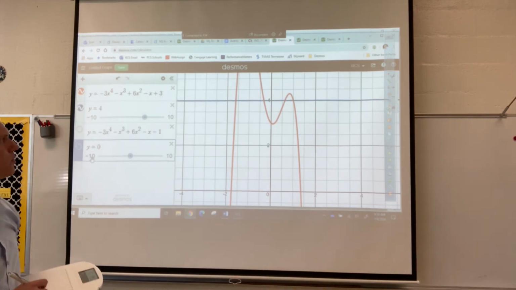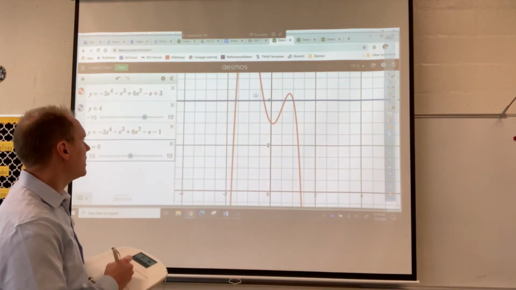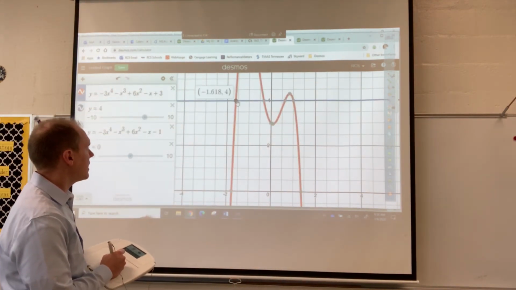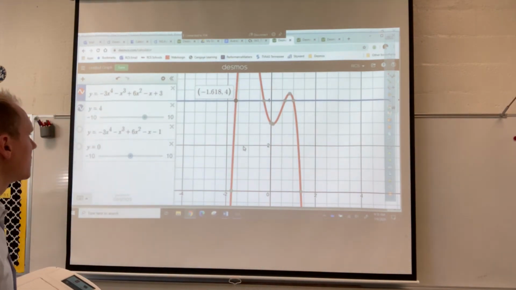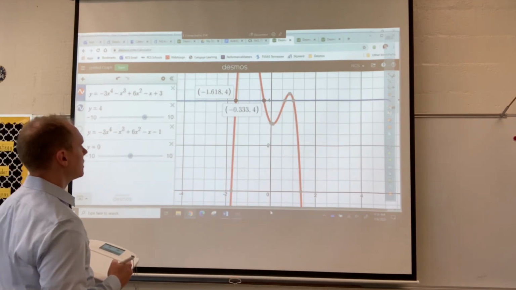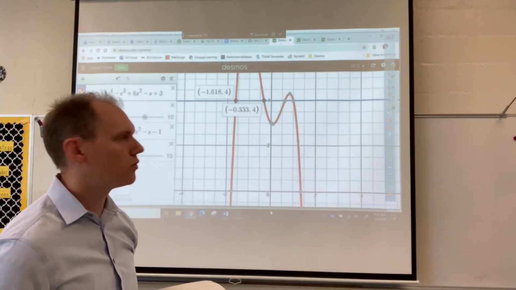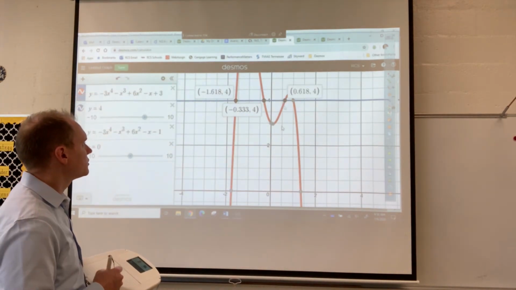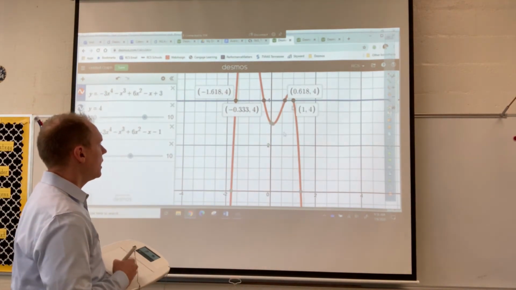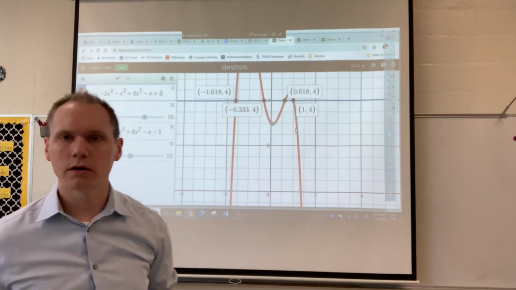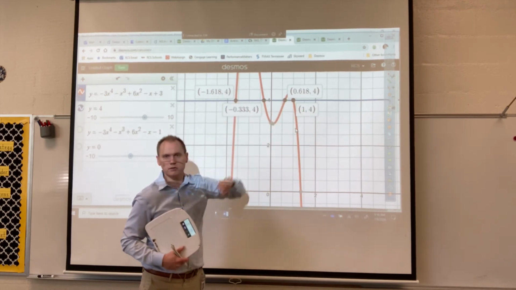So if I graph y equals 4, I can see that I have 3 solutions to this equation. And on Desmos, I can just click these values and they pop up here. One solution is negative 1.618. One solution is negative 0.3333, maybe even estimating negative 1/3 there. Another solution would be positive 0.618 and positive 1. Notice I'm pulling out the x values from these points.